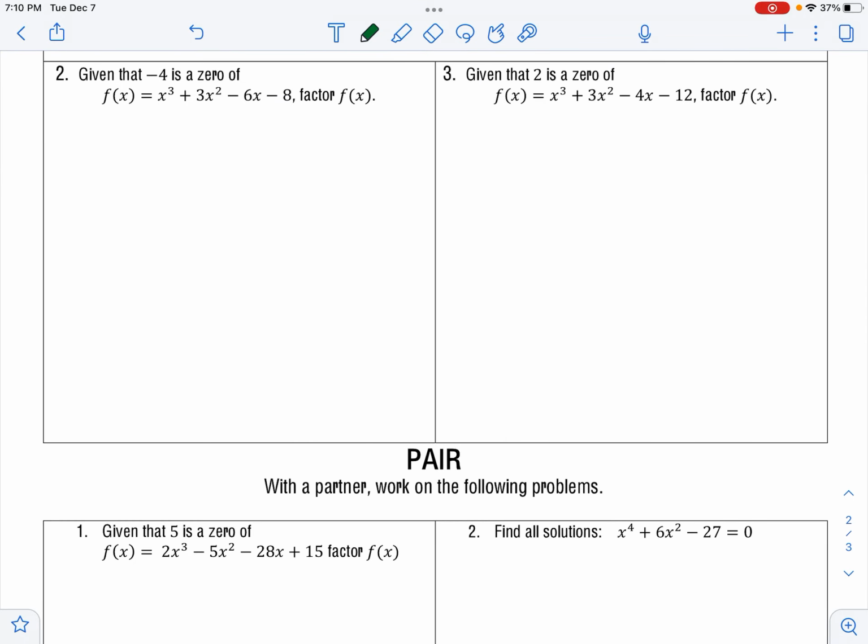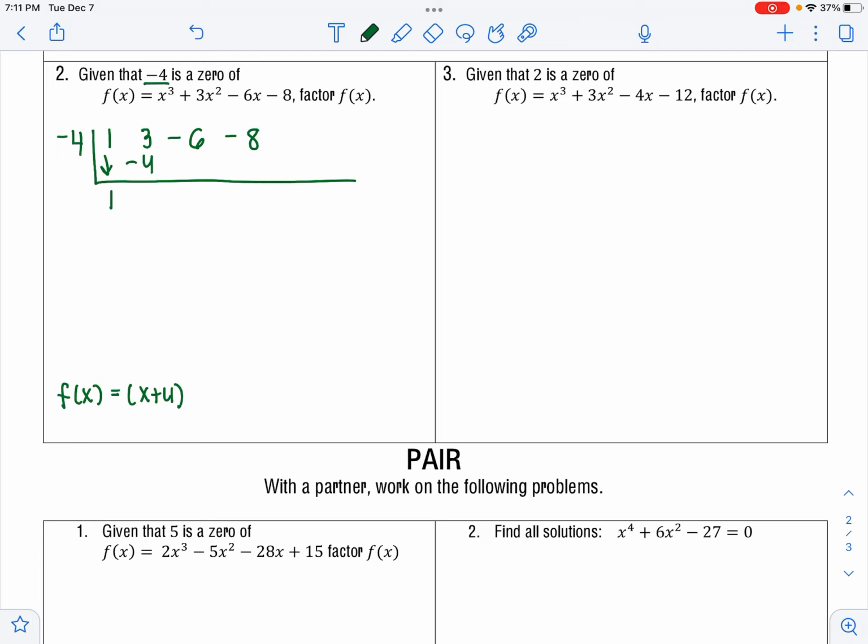All right, given that negative 4 is a 0 of f of x equals that function right there, factor f of x completely. So we're going to start by saying f of x equals, and I know that if negative 4 is a 0, x plus 4 is a factor. And now I can use synthetic division with this 0 of negative 4. So here's negative 4. My coefficients are 1, 3, negative 6, and negative 8.